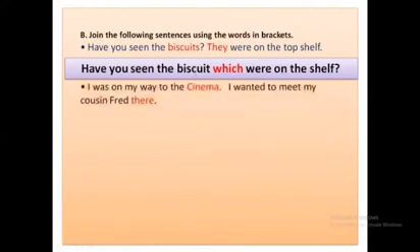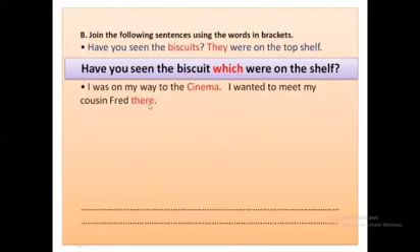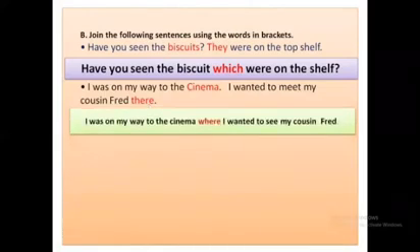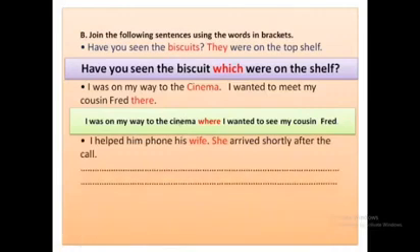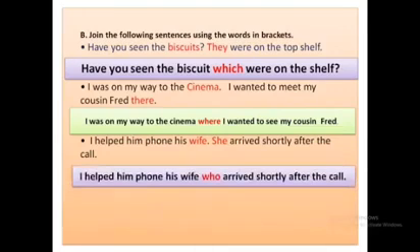Then, I was on my way to the cinema. I wanted to meet my cousin Fred there. Cinema is a place, there is a pronoun, there is a repetition. We want to avoid the repetition and write one long sentence. I was on my way to the cinema where I wanted to see my cousin. So where, followed by a subject, refers to a place. Then the other example, I helped him phone his wife. She arrived shortly after the call. I helped him phone his wife, who arrived shortly after the call. Who refers to a person and is followed by a verb.